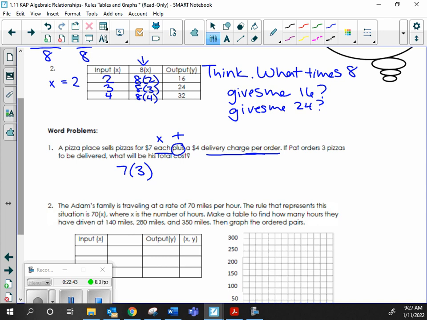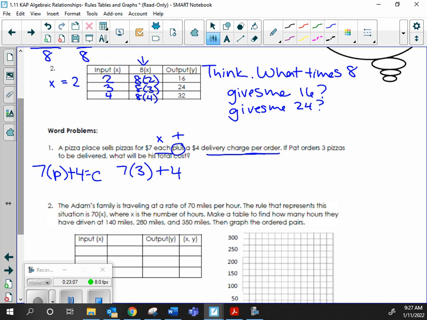What else do we need to pay for? Plus 4 to give me that money. If we're looking for the rule, I'm going to say it's 7 times however many pizzas. So I'm going to put P for pizza, plus that 4, and that's going to give me C for my cost. That's going to be my total amount.